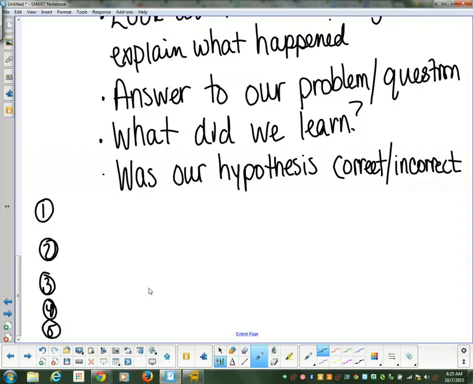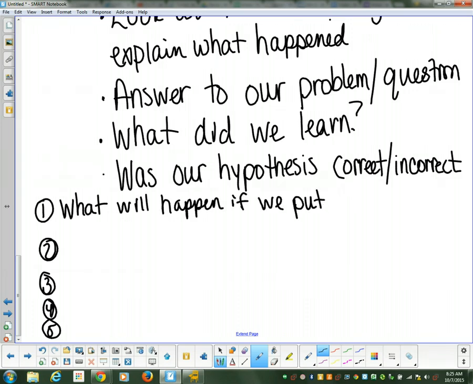All right, so step number 1. What was the problem? Yeah. What will happen when you put a beaker over the candle? Okay, so our first problem is, what will happen if we put a beaker over a candle? Okay, so that's what our question or problem was. Step number 2 is what? What is the second step of the scientific method?